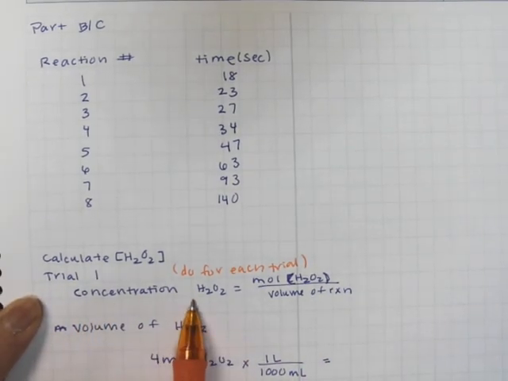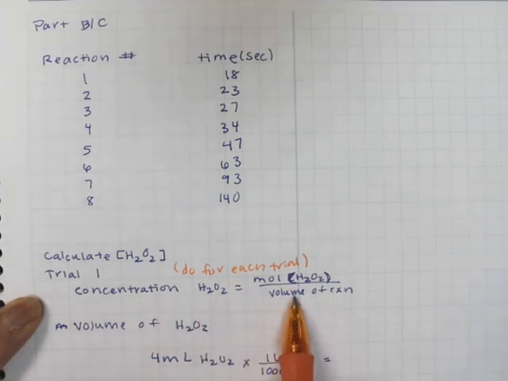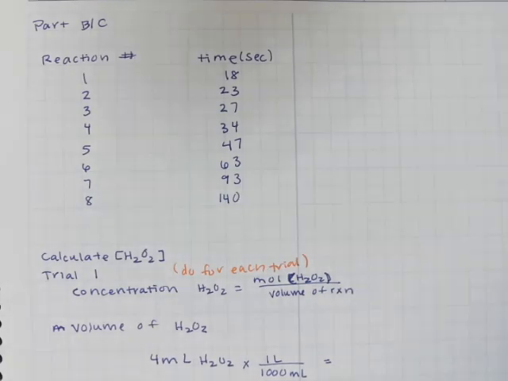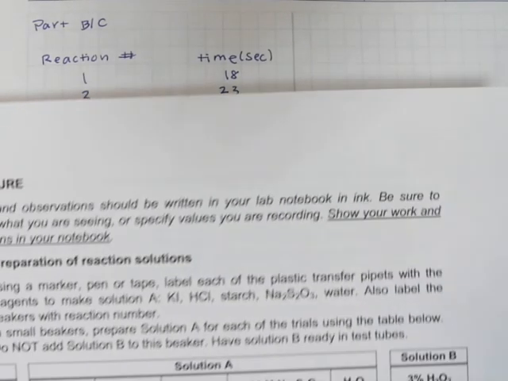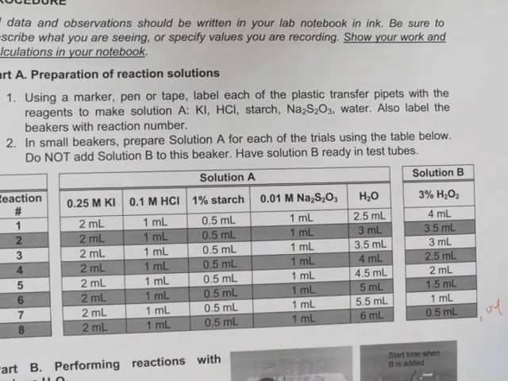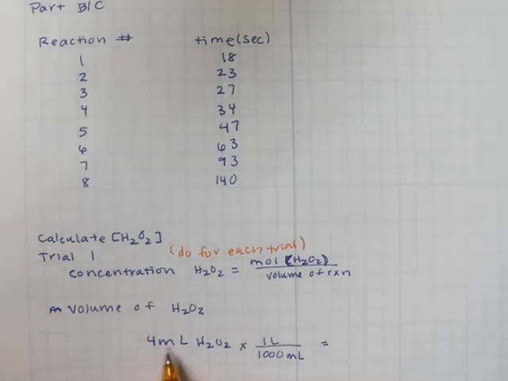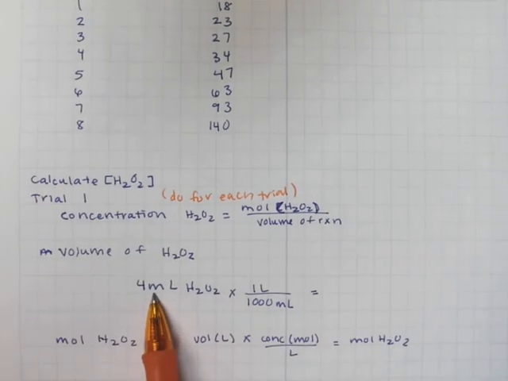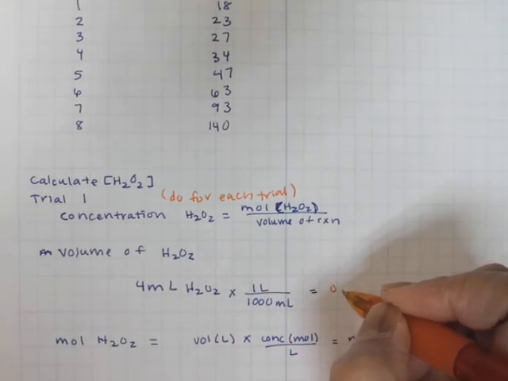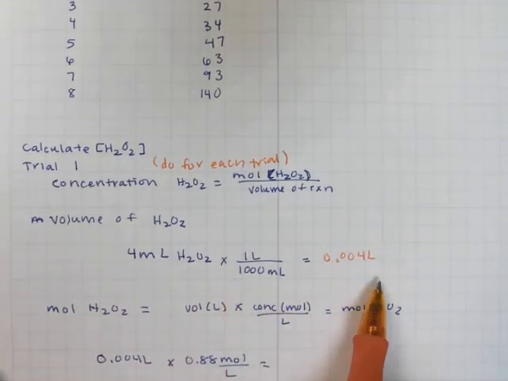So the concentration of hydrogen peroxide in your reaction is going to equal the moles of hydrogen peroxide over the volume of the reaction. So you can just add up all of the values across the table. So in this table here, it would just be the 2 plus 1 plus 0.5. So all of this here is going to count for the total volume. So we want to get your mils of hydrogen peroxide. This is for, again, trial 1. And to get that into liters, so that's 0.004 liters.